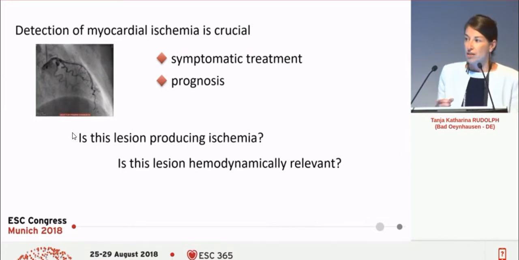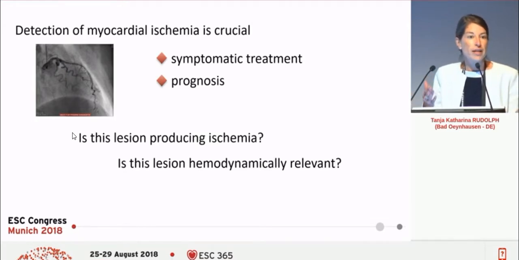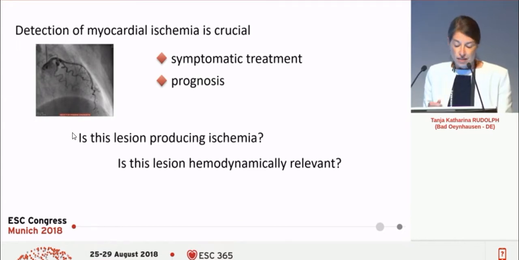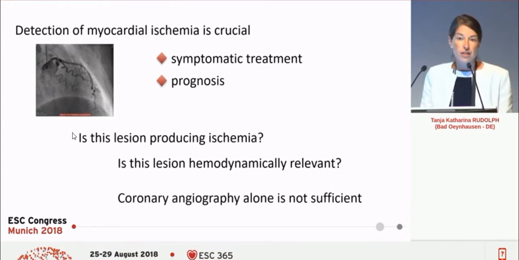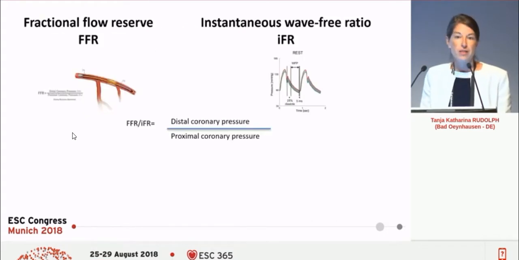And so as an interventional cardiologist, of course, I always have to ask myself the question: is the lesion I'm seeing on a coronary angiogram really producing ischemia? In other words, is this a lesion that is hemodynamically relevant? We have learned over the last 15 years that coronary angiography is really not sufficient to answer this question. But we are lucky, and we have intracoronary physiology, and we have two parameters we can easily measure in order to answer the question, is a stenosis hemodynamically relevant?